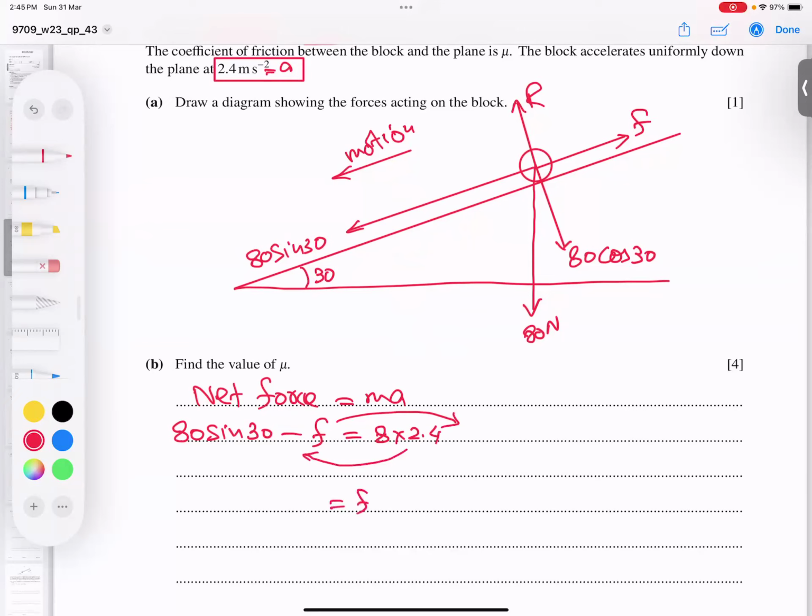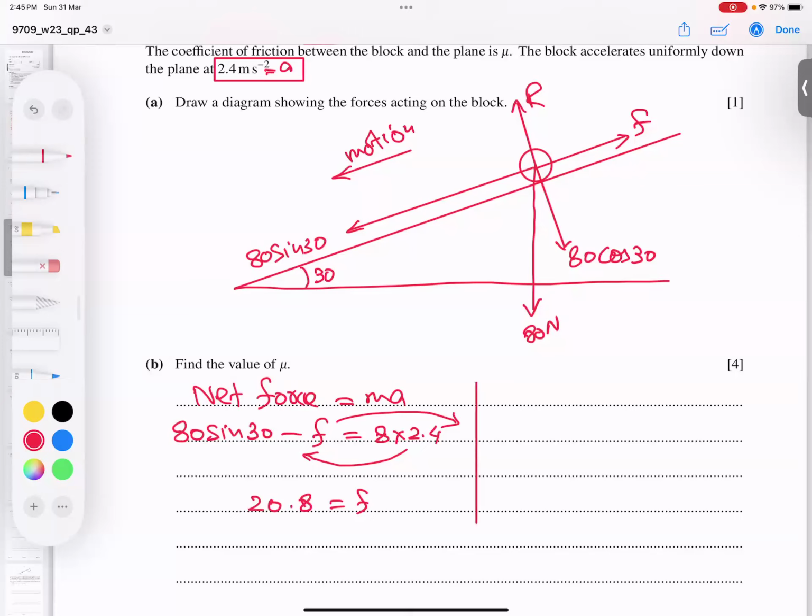So 80 sin 30 is 40, because sin 30 is half, minus 8 times 2.4. This value is always half, you know it. Okay, and this is the answer. Friction force is coming 20.8.